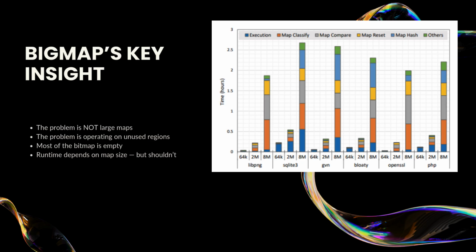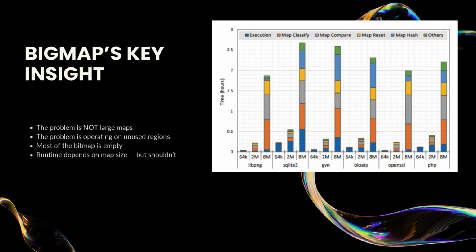At this point, the authors make a crucial observation. The real problem is not that the coverage maps are large. The real problem is that AFL operates on the entire map, even though most of it is unused. In practice, during a single fuzzing run, only a small fraction of possible edges are ever discovered. That means only a small fraction of the bitmap actually contains meaningful data.